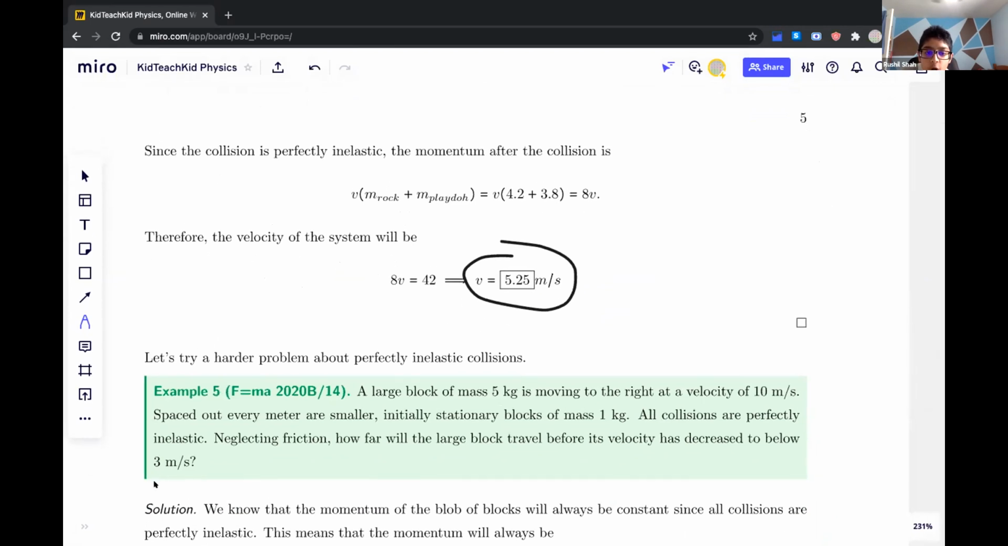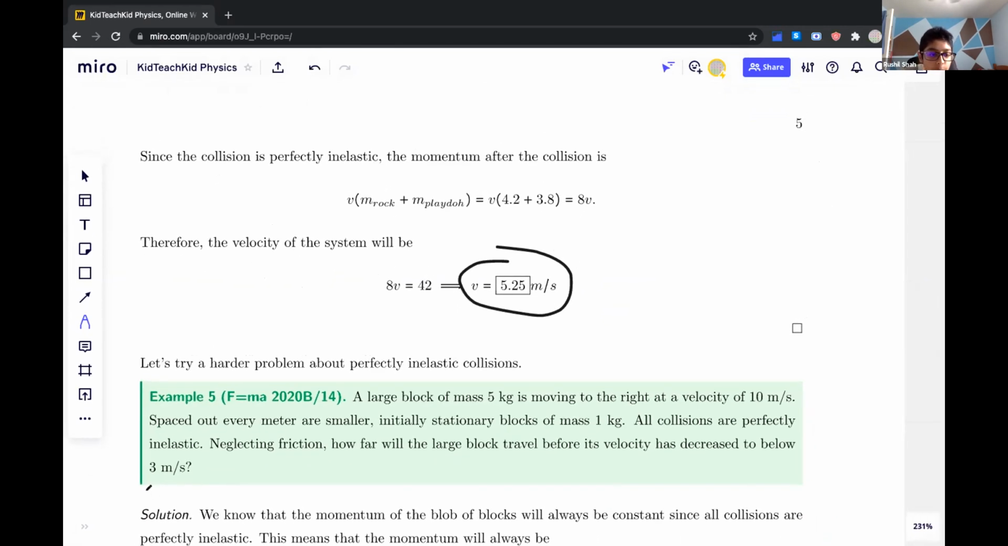And this is a bit harder of a problem, because this is from the F equals MA 2020B exam. If you guys don't know, F equals MA is a competitive physics exam, and it's pretty difficult. This is problem 14. So don't worry if you don't know how to solve this problem, but I'm pretty sure just by knowing what perfectly inelastic collisions are, you guys should be able to solve this. So try it out and see how it goes.